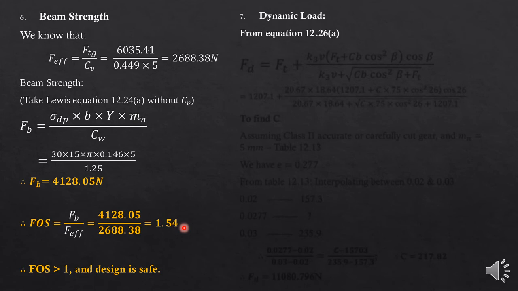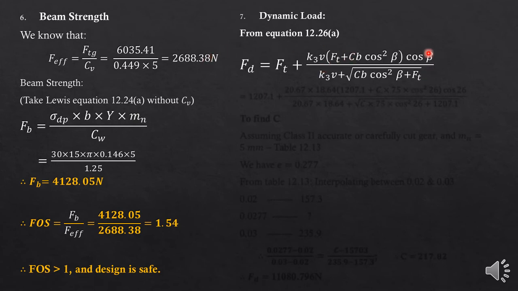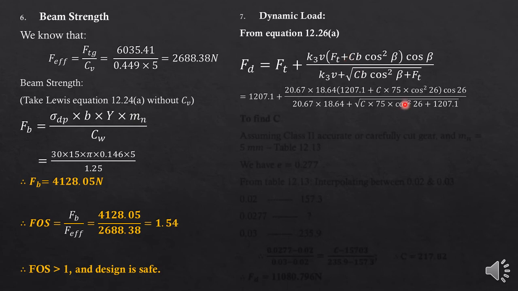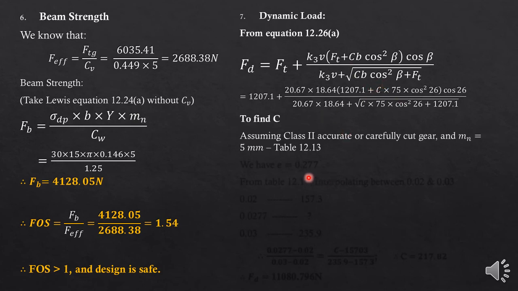Next, we move on to dynamic load. Dynamic load for helical gear is given in equation 12.26a, and this is the formula for helical gear. Now you know all the factors but for the dynamic factor C, so you can substitute everything, but you need to obtain the dynamic factor C from table 12.13. Suppose you assume class 2 accurate and carefully cut gear, and for the obtained normal module of 5 mm, we will get a gear error value of 0.277.